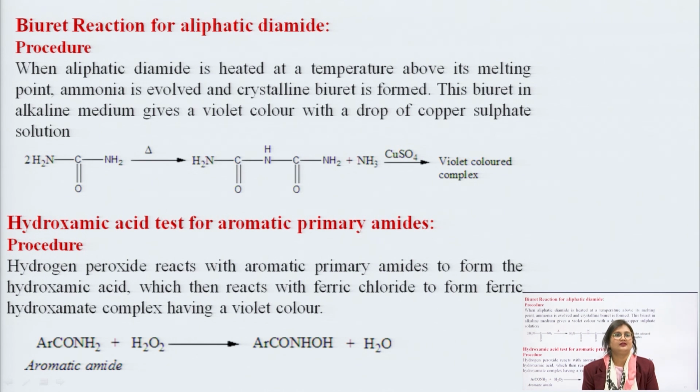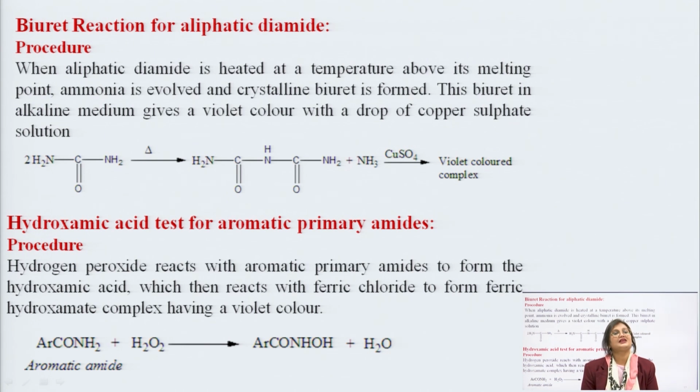Next, the biuret reaction for aliphatic amides. When an aliphatic diamide is heated at a temperature above its melting point, ammonia is evolved and crystalline biuret is formed. This biuret in alkaline medium gives a violet color with a drop of copper sulphate solution.